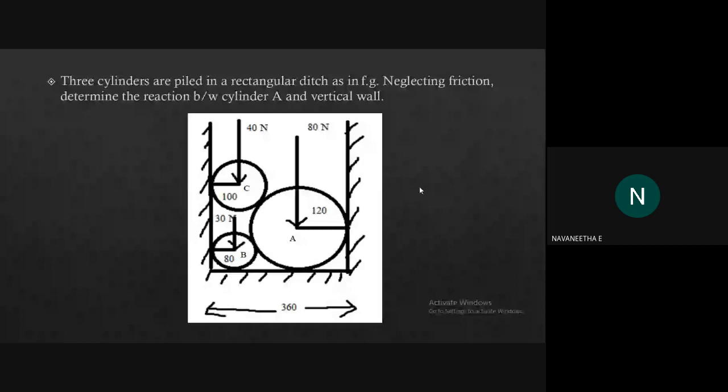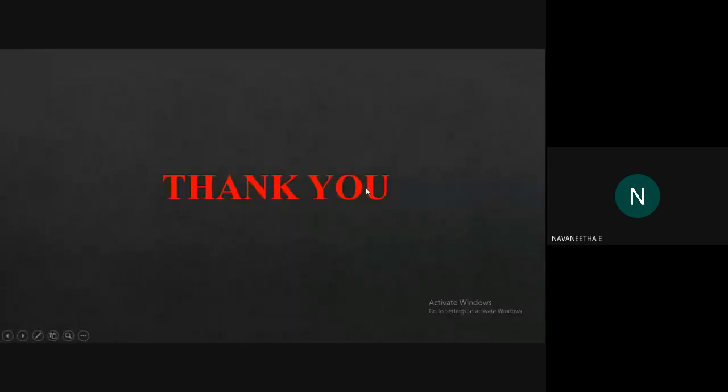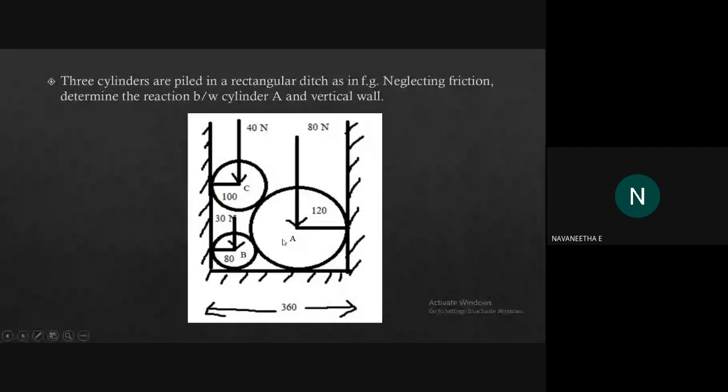3 cylinders are piled in a rectangular ditch as shown in the figure. Neglecting friction, determine the reaction between cylinder A and the vertical wall. You will need to find out only the reaction between the cylinder A and the vertical wall. Only this reaction.